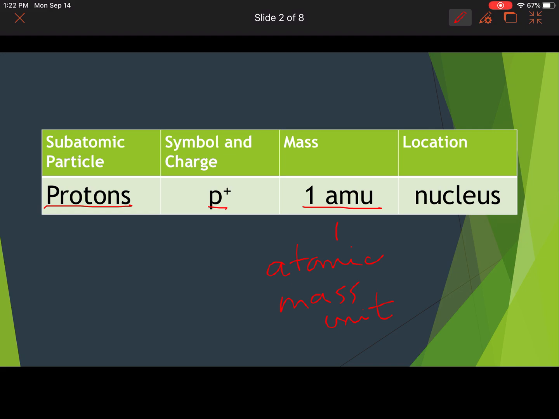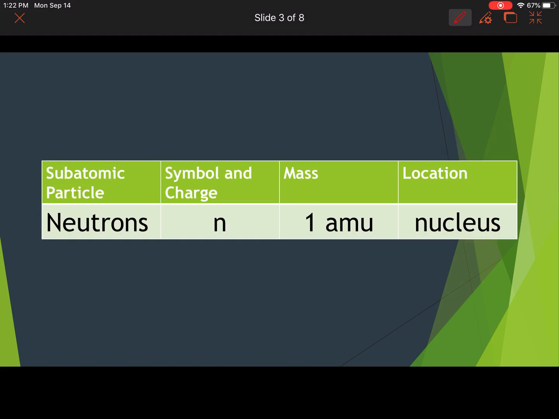Now, the next ones that we're going to look at are our neutrons. So neutrons, you're going to write these into your chart as well in the second line. Symbol for neutrons is going to be lowercase n. Again, the mass is going to be 1 atomic mass unit. So they weigh the same as the protons. And they are also found inside the nucleus. Now, they do not have a charge, so they are neutral. So there's no charge on the neutrons.